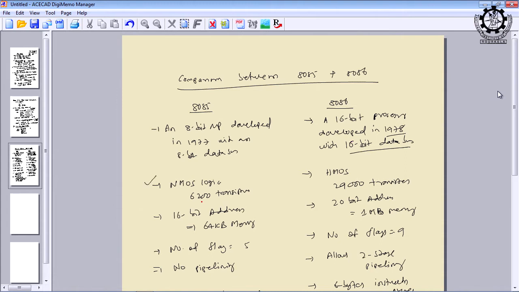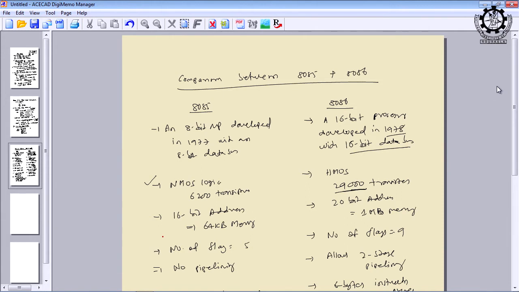Second difference: 8085 is based upon NMOS logic and has 6,200 transistors, whereas 8086 has 29,000 transistors. You can see the variance, almost 5 times, but the IC size remains the same. If you see the size of 8085 and 8086, they are almost the same.